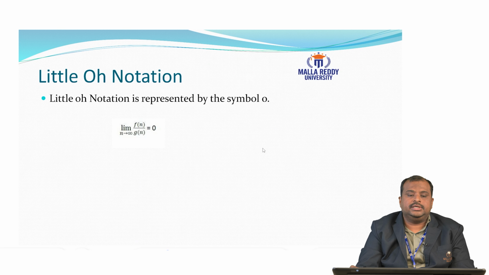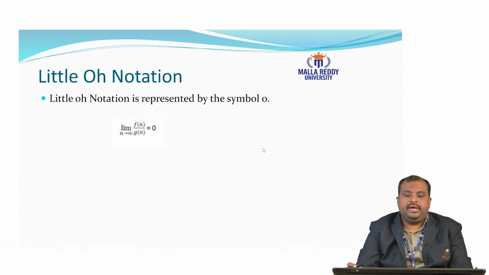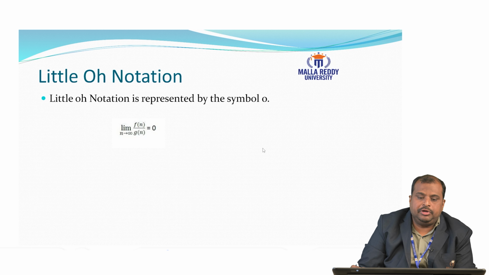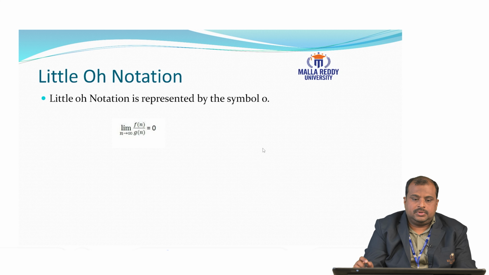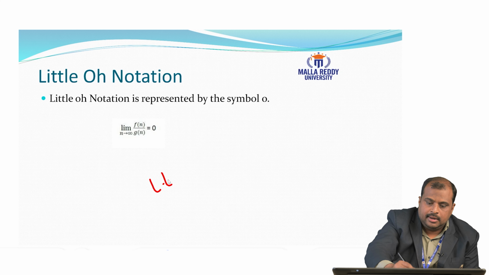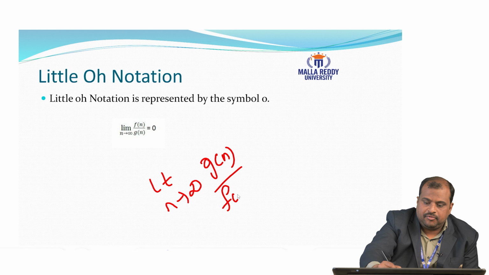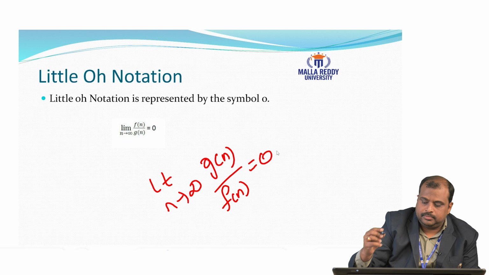And the last notation is little o notation. It is represented by the symbol little o. Limit n tends to infinity, f of n by g of n equal to 0. And little omega equals limit n tends to infinity, g of n by f of n equal to 0.